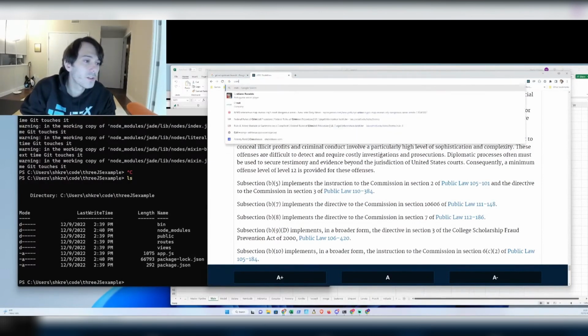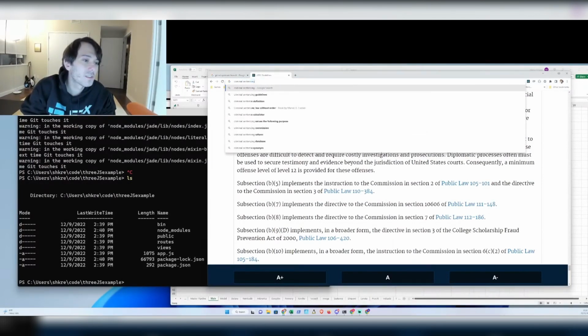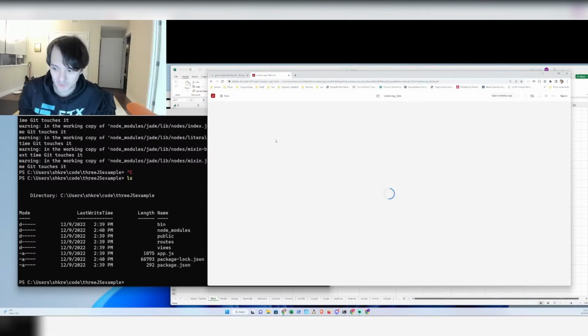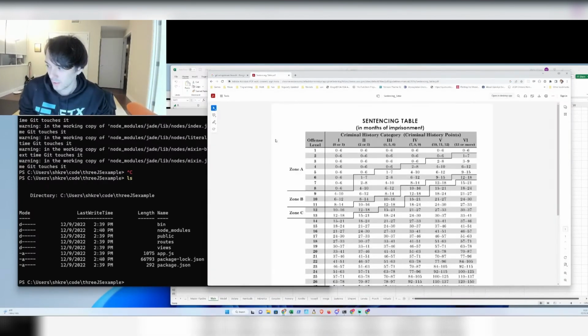So we're going to go with criminal sentencing guidelines points chart. So I looked at this sentencing table. Mute yourself, Millworm. Again and again. Yeah, that'd be good. I'll mute him.